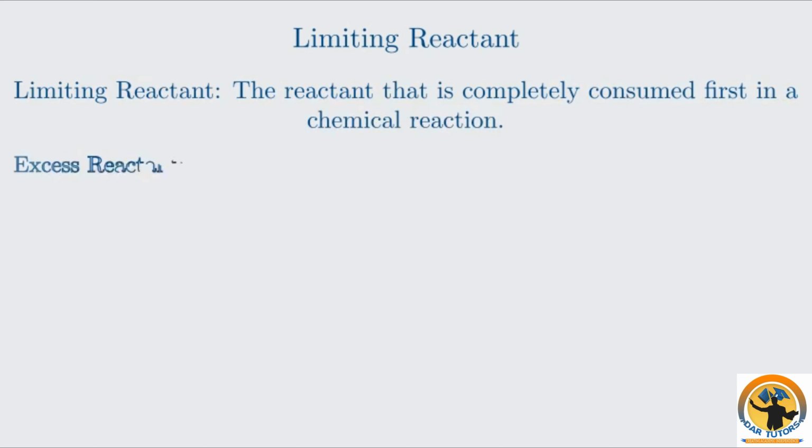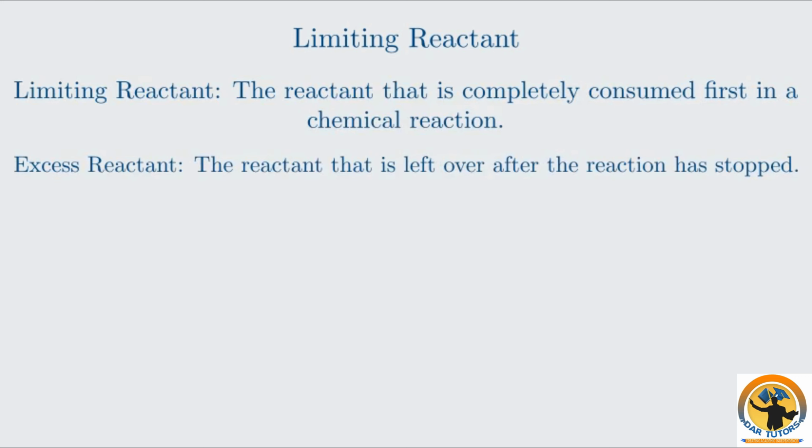A final topic of stoichiometry is limiting and excess reactants. In a chemical reaction, we often don't mix reactants in their exact stoichiometric ratio. When this happens, one reactant will be completely used up before the others. This reactant is called the limiting reactant. The limiting reactant dictates the maximum amount of product that can be formed. In other words, the theoretical yield. The other reactant, which is left over, is the excess reactant.